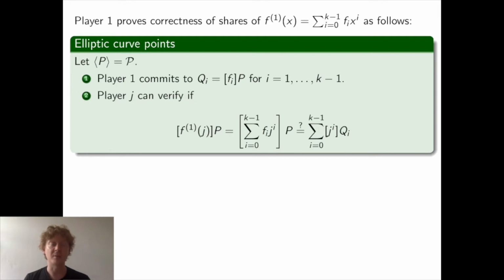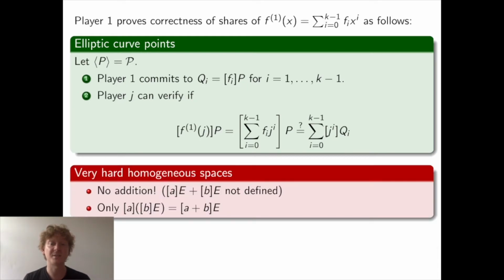So this is great, but unfortunately we cannot translate these Pedersen commitments to the very hard homogeneous spaces setting, since we cannot linearly combine elements in the set E. The only power at our disposal are consecutive group actions. Thus, rather than committing to coefficients of a polynomial, we will have to commit to the evaluations themselves and then prove their correctness.